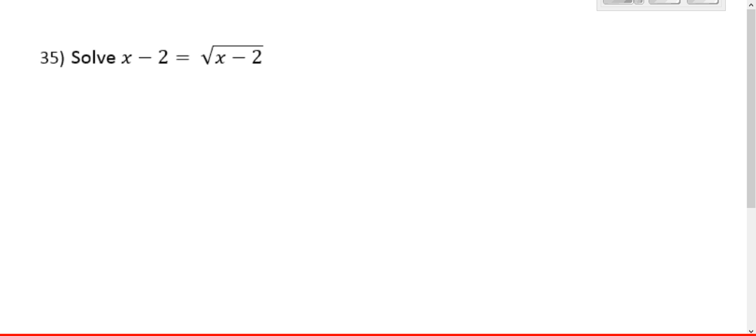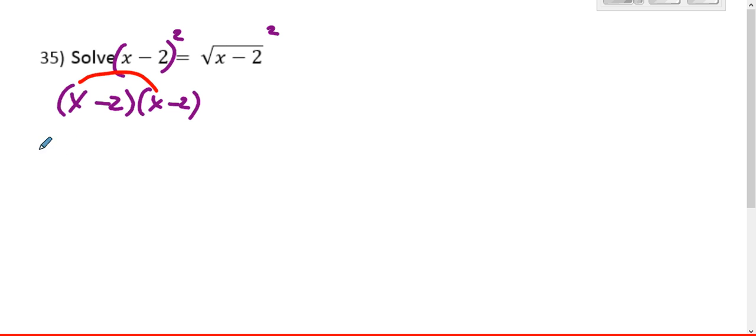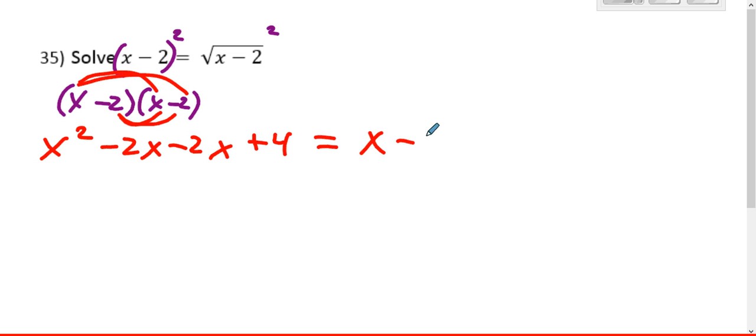When you're solving with the square root, you isolate the square root first. This one's already isolated. Then you square both sides. When you square it, that means you got to multiply it by itself. And you have to FOIL, so x times x. And then negative 2 times x, another negative 2 times x, and then negative 2 times negative 2 is positive 4. So we FOIL out the left side, we cancel out the square root on the right.